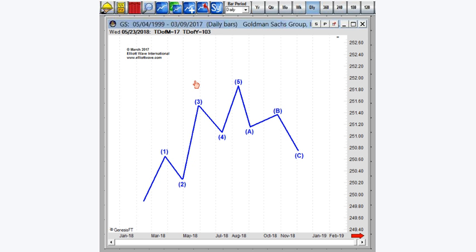And what we have in front of us, we have 8 waves. Waves 1, 2, 3, 4, 5, 6, 7, and 8. That's how we come up with a complete 8-wave cycle: a 5-wave move up, and a 3-wave counter-trend move.